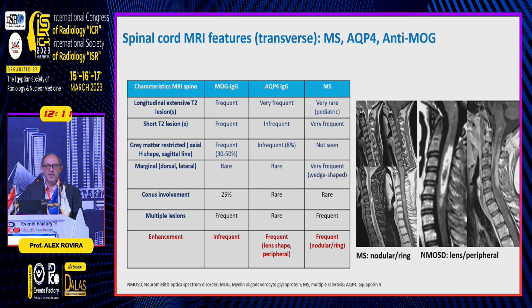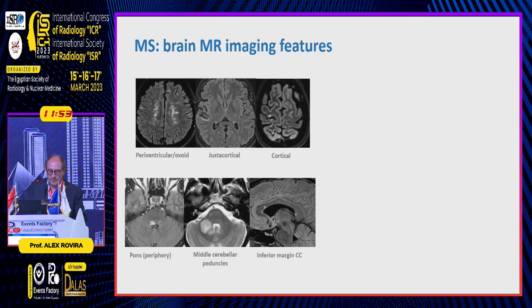In MS usually it takes 3 to 4 weeks, and we can see persistence of this enhancement in aquaporin 4 even months after the onset of the clinical symptoms. And finally, to mention that in MOG antibody disorders, it's very rare to see enhancement of spinal cord lesions. And then the last part of my presentation will deal with findings in the brain.